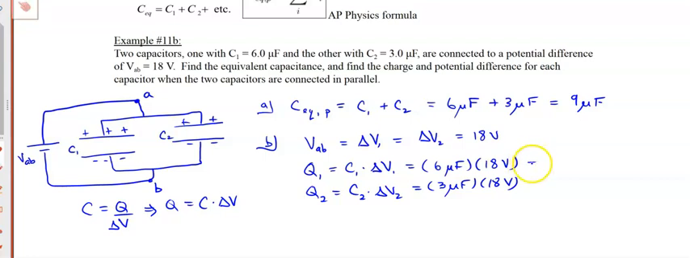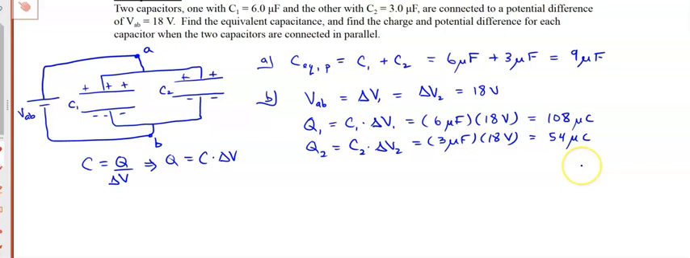Okay, and so then we just have to multiply them out. And so the capacitor with the larger capacitance will have 108 microcoulombs, and the one with the smaller capacitance will have 54 microcoulombs. Okay, and I guess you could compare that. You could say, well, what is the total charge? Total charge is Q1 plus Q2.